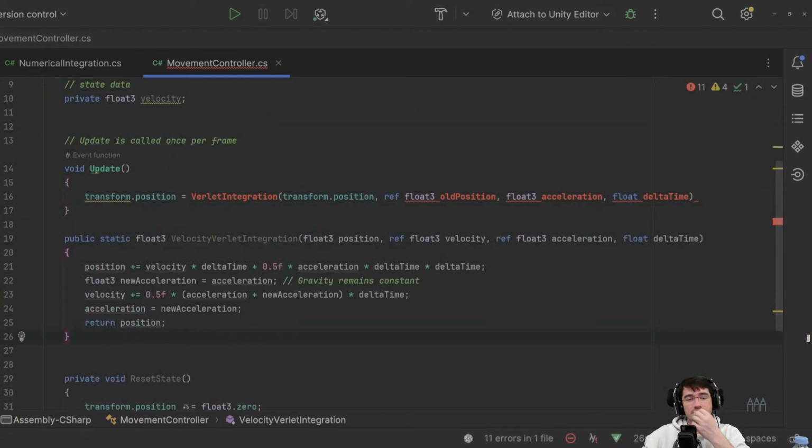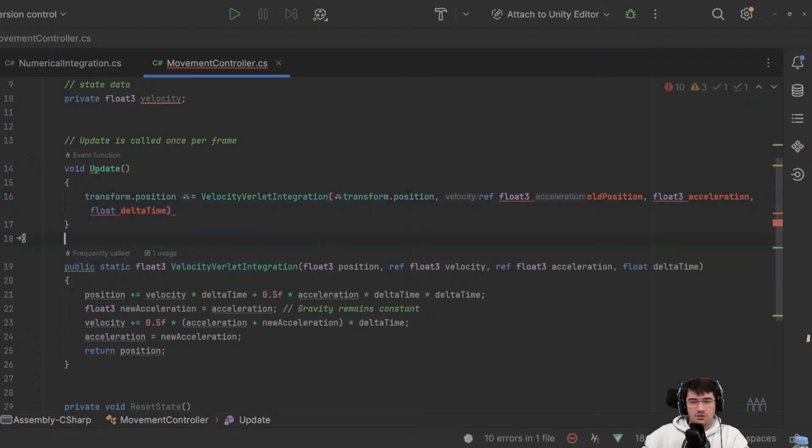Okay. And it's midnight. So I want this one. So I do want the position. I want a ref of the velocity.